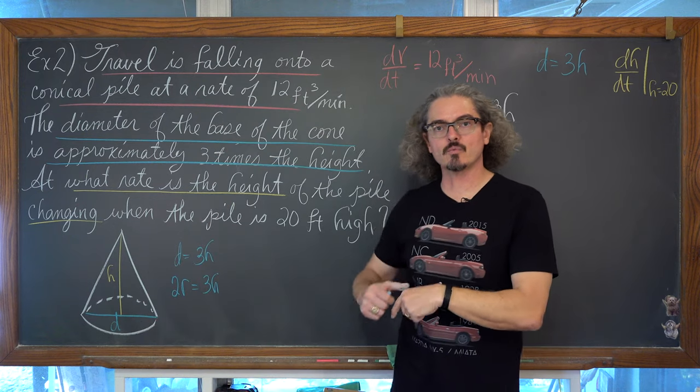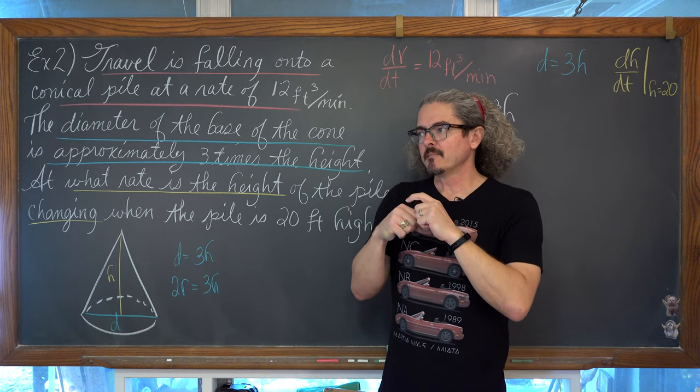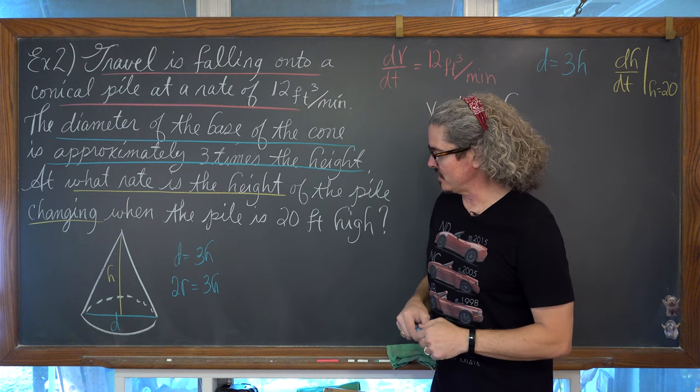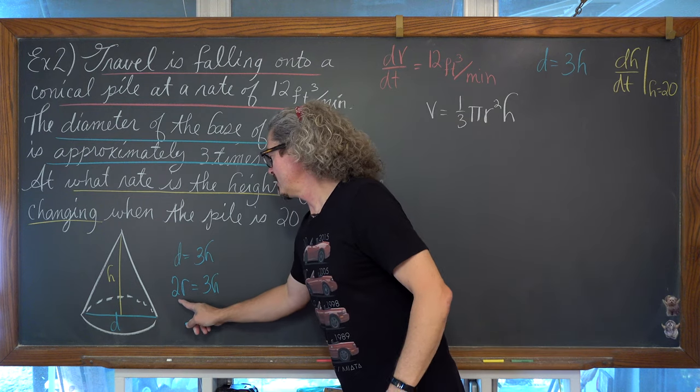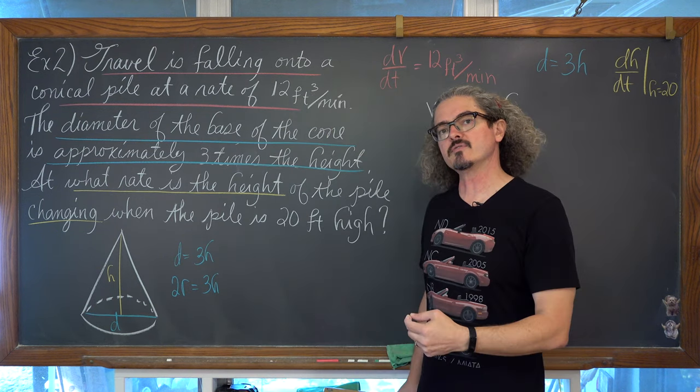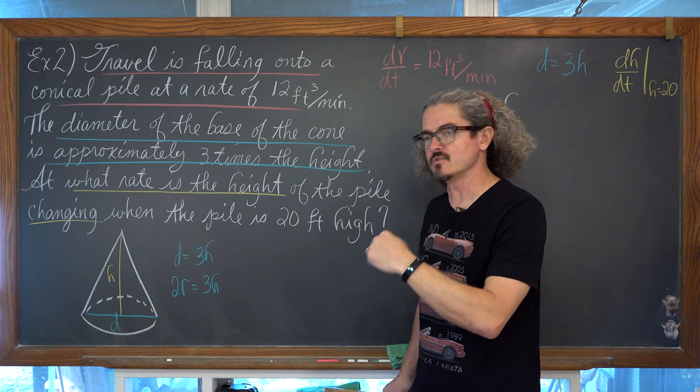Just like in the previous section, we related the rate at which the radius was changing to the rate at which the area was changing. So we're going to have to remember that we need to get rid of the R because we want to find the rate of change of H, not the rate of change of R.